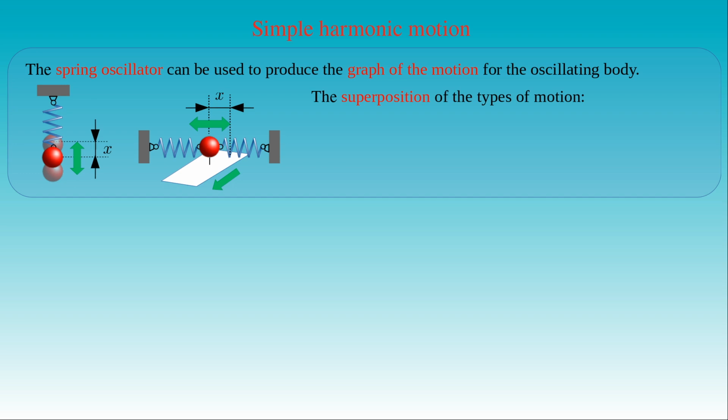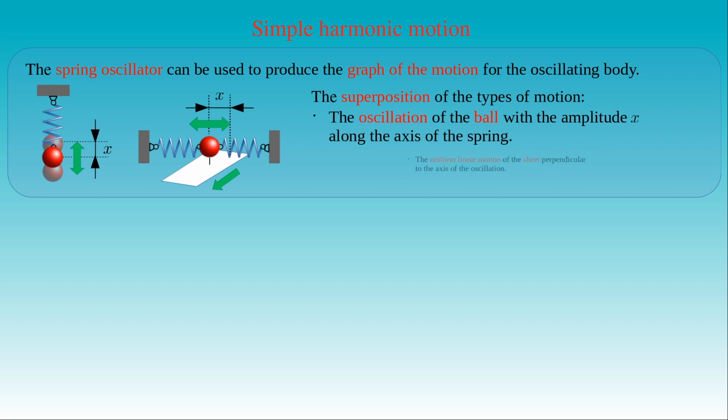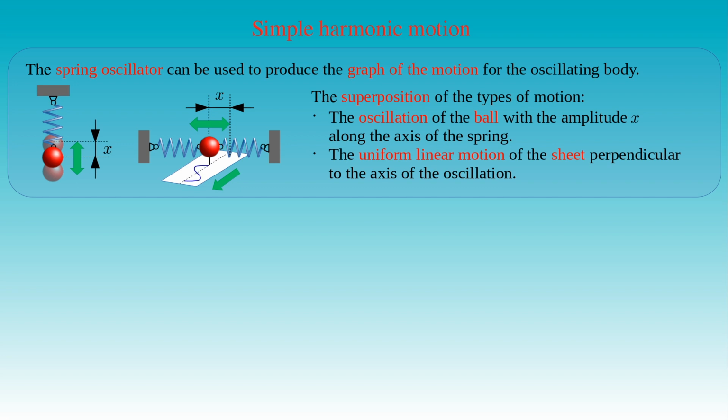The first one is the harmonic motion of the ball along the axis of the springs, and the second one is the uniform linear motion of the ball perpendicular to the direction of the harmonic motion. As a result, the brush attached to the oscillating body draws a wavy curve on the moving sheet.